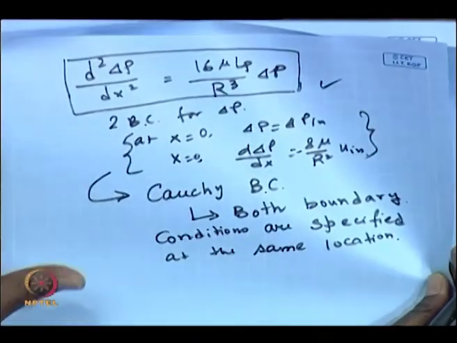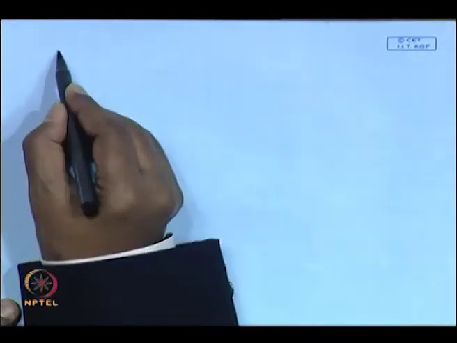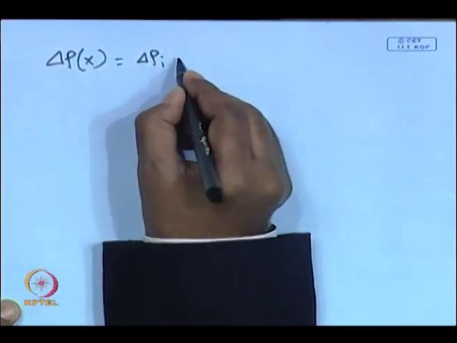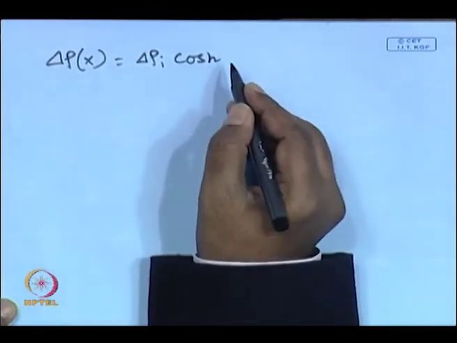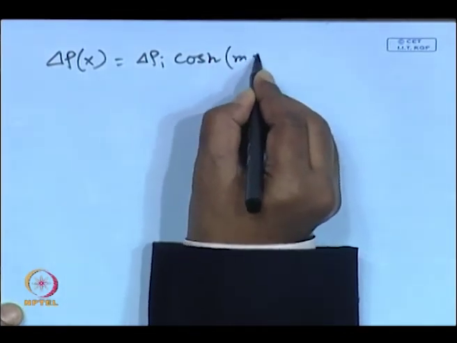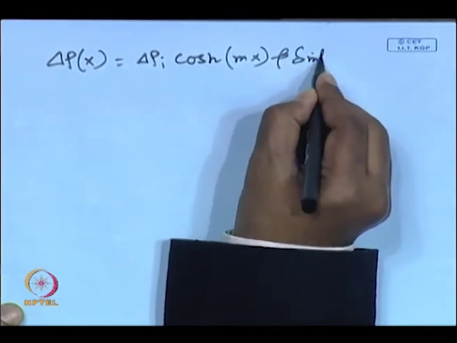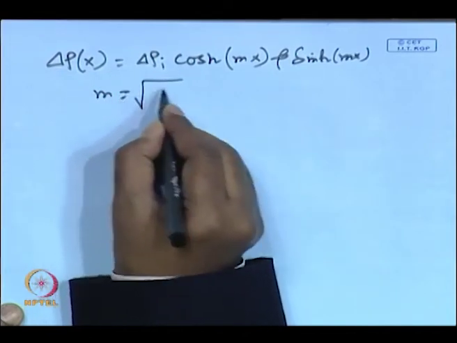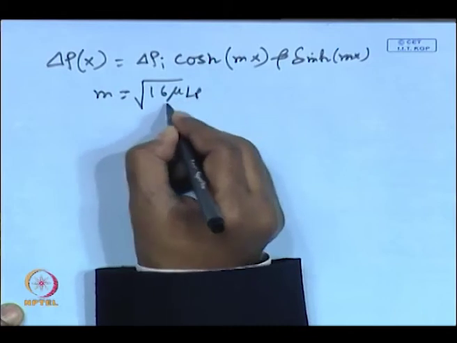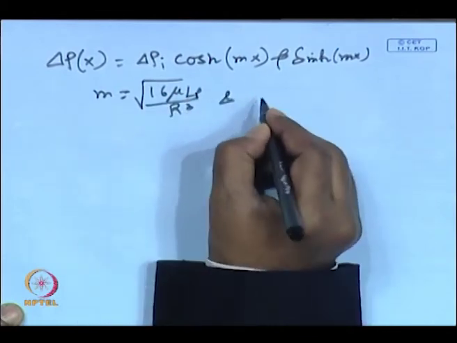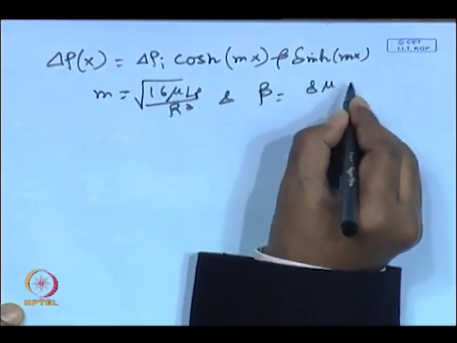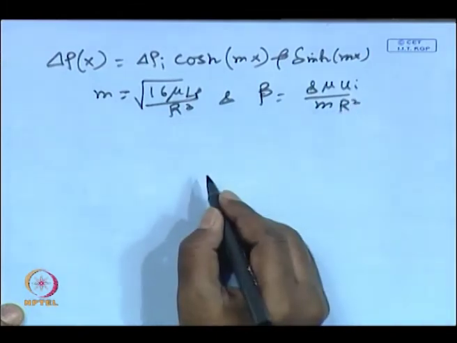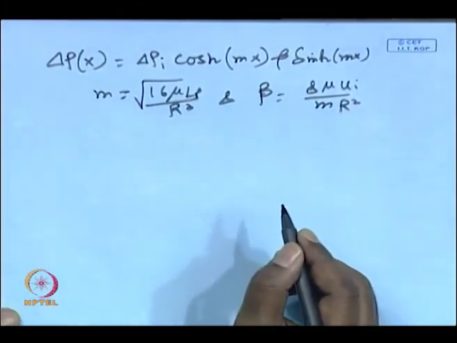Now, if you solve this set of equations with these boundary conditions, I am just going to write down the final expression. The solution becomes delta P as a function of x is nothing but delta P in times cosh mx minus beta times sinh mx, where m is equal to the square root of 16 mu Lp divided by r cube, and beta is equal to 8 mu u inlet divided by m r square.